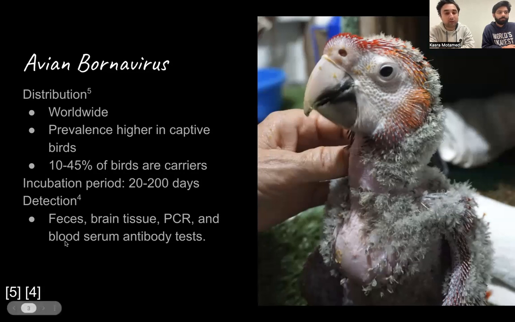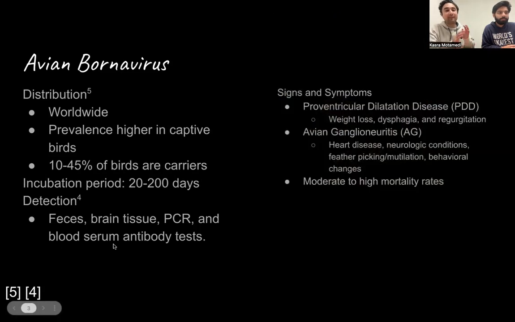Some detection methods can be done through the feces, brain tissues, PCR, and the blood serum antibody test. Now, avian Bornavirus can lead to PDD, also known as proventricular dilation disease, and some signs and symptoms of that include weight loss, dysphagia, which is difficulty swallowing, and regurgitation.